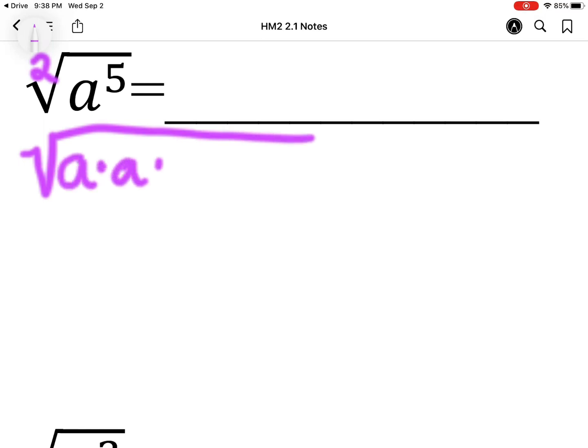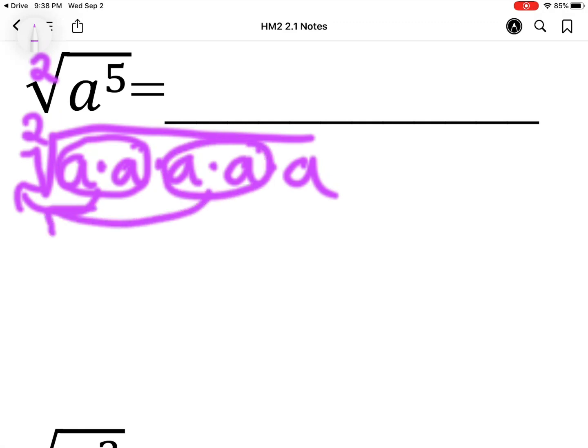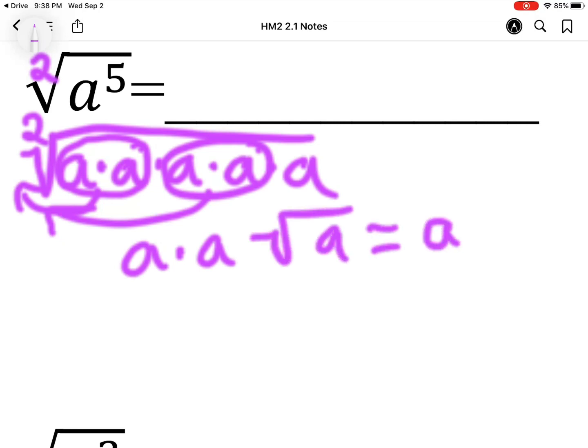One, expanding it completely. The index is 2, so we have one group, two groups, and one left over. So we have a times a with one a left inside. So that means we have a squared times the square root of a.